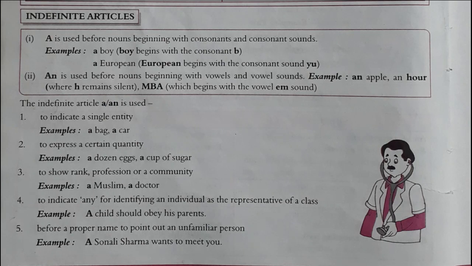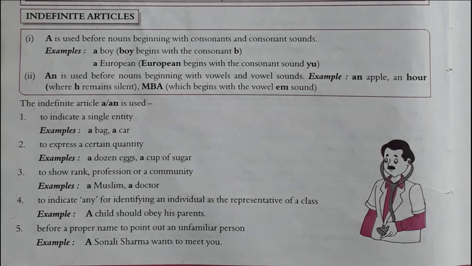To show rank, profession or community, that is also what we learned. This is a quick recapitulation. A Muslim, a doctor, a lawyer, an engineer, we came across these words earlier. To indicate 'any', the word any we are talking about, for identifying an individual as the representative of a class, that is to represent the whole class of something. A child should obey his parents.